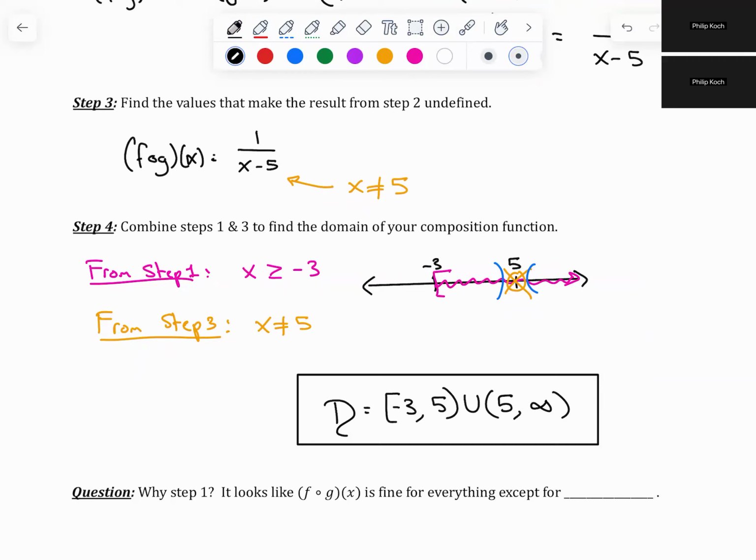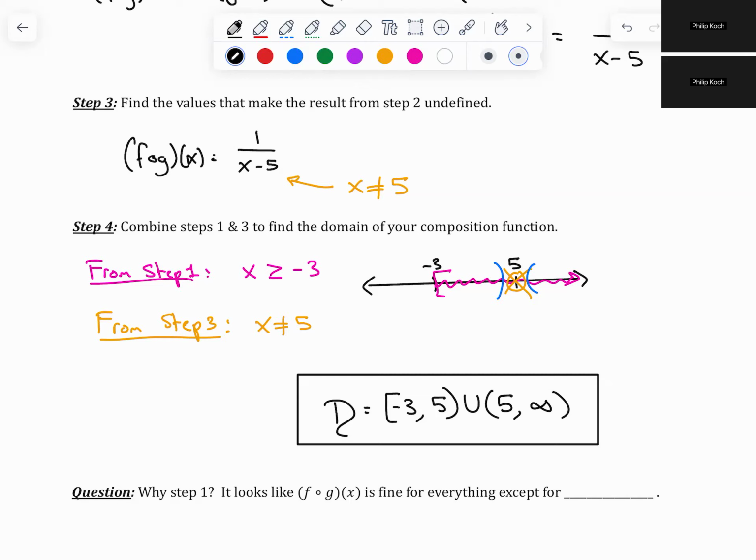Taking that information, we know that x has to be greater than or equal to -3. So we're all the way to the right of -3, including it. But from the orange, from the composition function itself, it won't be defined at 5. So we also have to pluck that out. Now, if it was -5, that would be outside of the scope, so it would be vacuously satisfied. But here we lucked out.